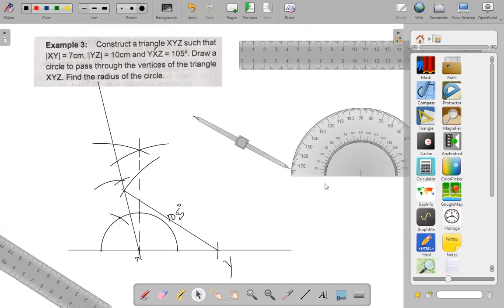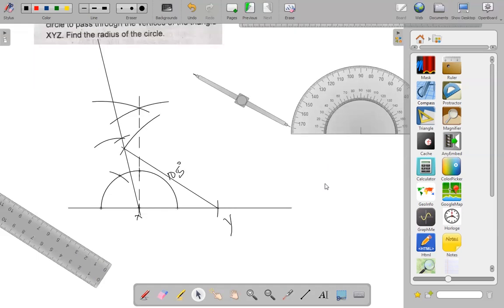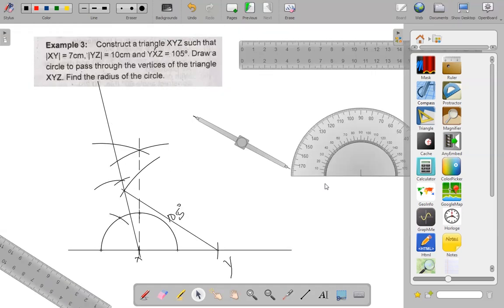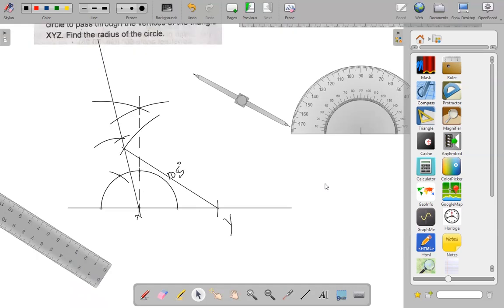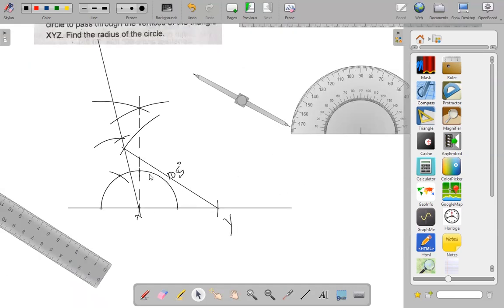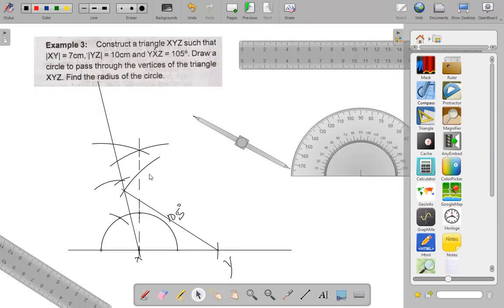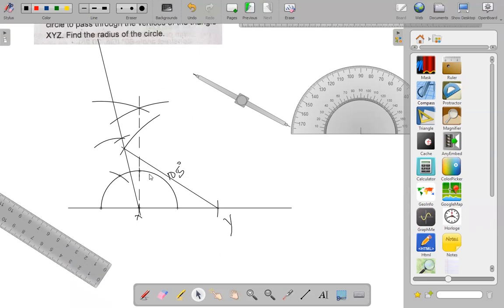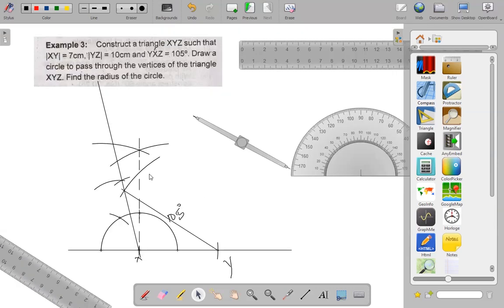To inscribe a triangle within a circle, pick any two sides of the triangle and bisect the two sides. Where the bisector of the two sides meets, use that as the center of the circle and then draw a circle. That will make the triangle to be inscribed within the circle.